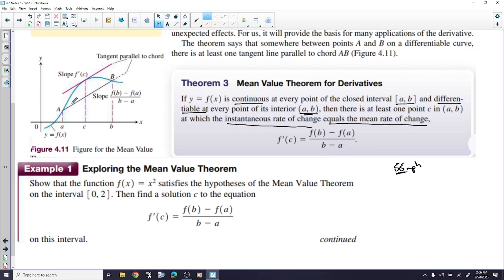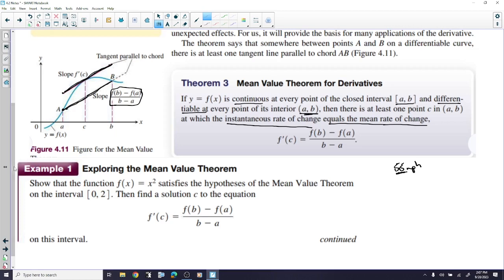Now graphically we can say that average rate of change is the slope of the secant line. So somewhere the slope of the secant line, or this right here, is equal to the slope of the tangent line in that interval. Somewhere they're parallel. And that's what the mean value theorem says.